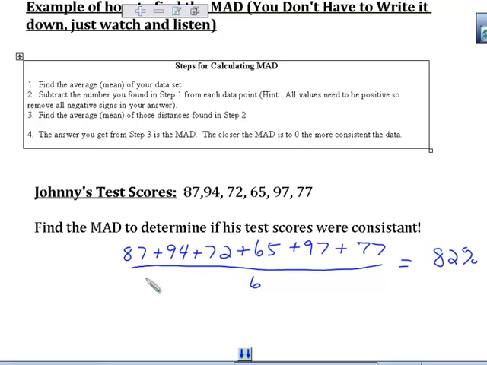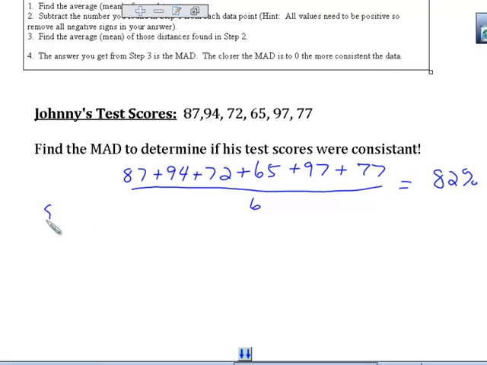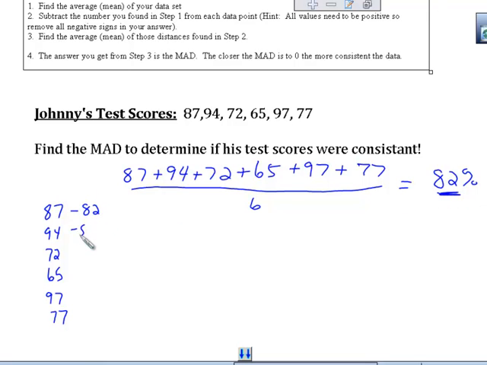For step number 2, what I do is I list these data points in order vertically. So I'm going to order these vertically. 87, 94, 72, 65, 97, and 77. List these all in order, and then I'm going to move this out of the way. Subtract the number you found in step 1 from each data point. Here's each data point. I'm going to subtract it from what I found in step 1, which is 82.